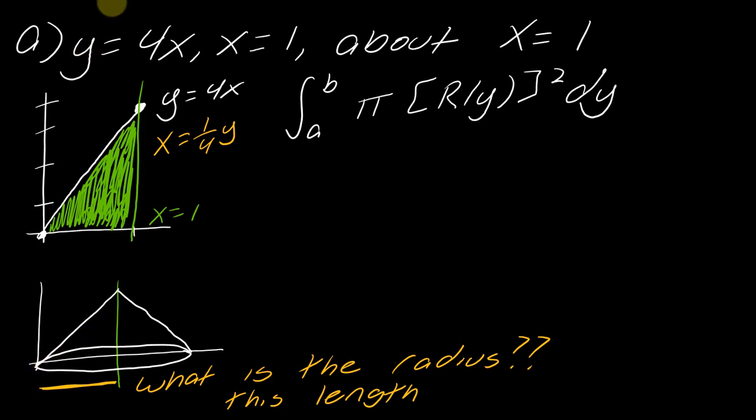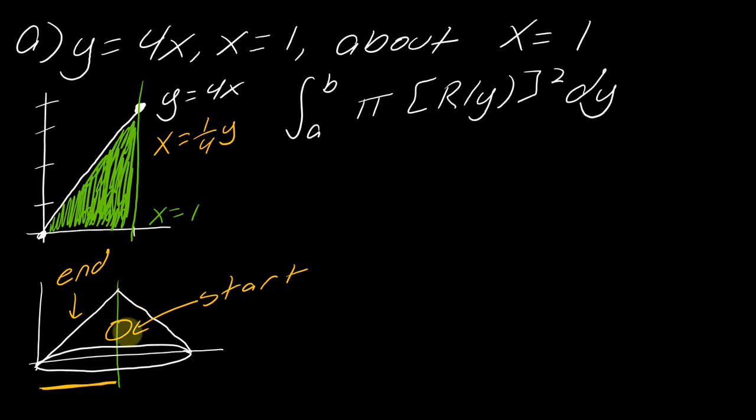How do we find length in general? Normally, when we find length, we use subtraction, and we always go from the highest to the lowest. So here's my start, here's my end. In this case, I start at 1, and then I subtract. Remember, we've converted this, so we're using this form of the function here, not 4x. So this is going to be 1 minus 1/4 y.